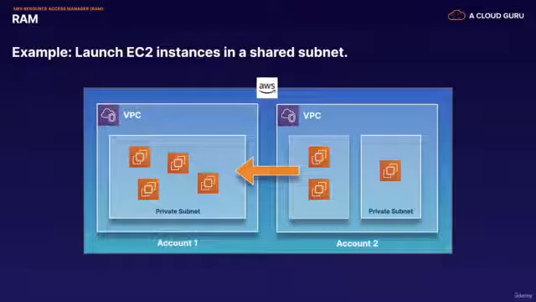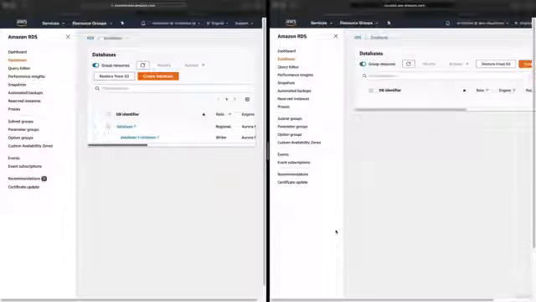Now I want to show you one more example in the AWS Management Console using RDS. So here I have 2 different accounts, Account 1 on the left and Account 2 on the right. Account 1 has this Aurora database cluster called Database 1. Now I want to be able to clone that database in Account 2. Now you can see here, I don't have access. We can grant access using RAM.